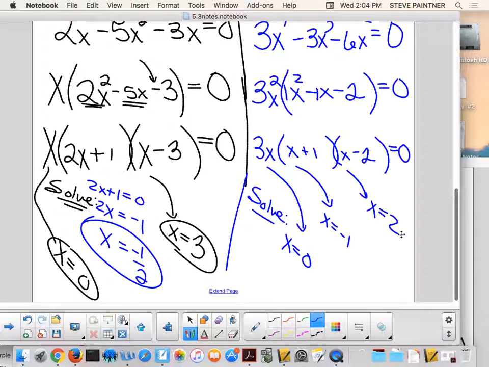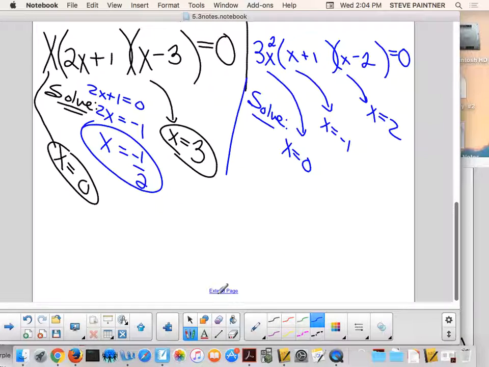Isn't it also supposed to be 3x squared? Yeah, it's supposed to be 3x over the x side. Oh, right here? Yeah. Nothing wrong with that. You know what I want to say about that? I want you to understand something about that.